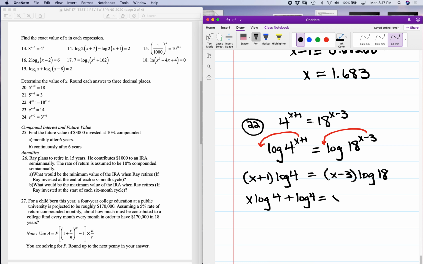And we have that equal to x times the base 10 logarithm of 18, minus 3 times the base 10 logarithm of 18. Here I have a couple of x terms with the base 10 logarithmic terms attached, and I have just constants in the form of logarithms in base 10. What I'm going to do here is go ahead and combine the x terms. Now I can either take away x log 4 or x log 18.